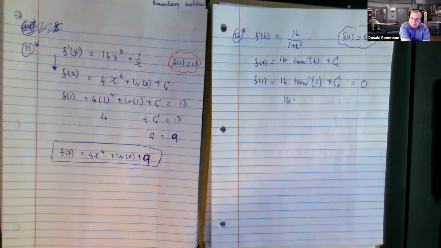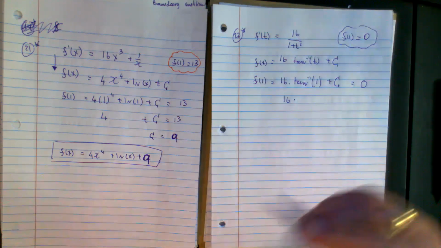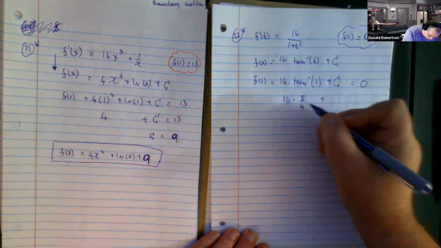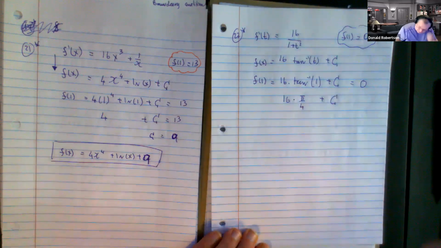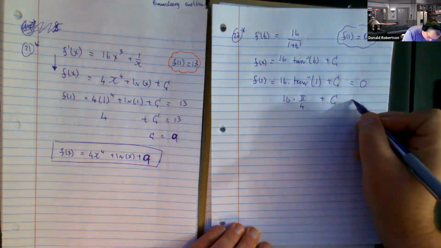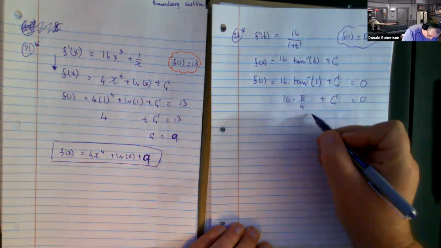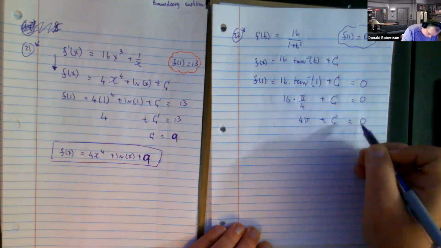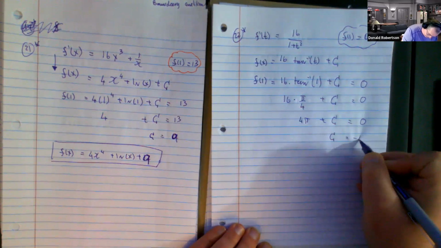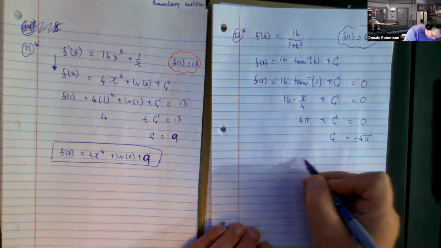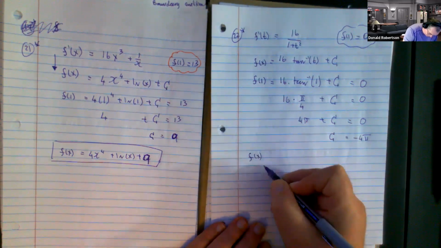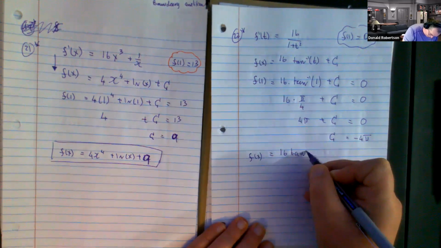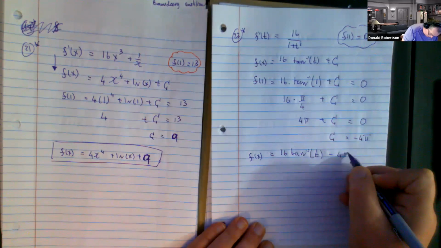Any takers for that one? Pi fourths. And 5 pi fourths. Yeah, we always take the first one, so that's basically pi fourths. Now that gets you 4 pi plus c equals 0. So c is basically negative 4 pi. And so we are finished. The antiderivative f of x is 16 inverse tans minus 4 pi.